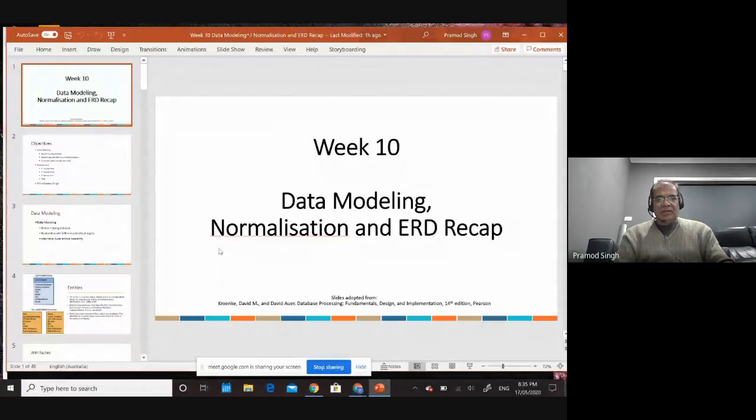Let me share my screen and slides. Based on that, we will discuss the concepts. In this lecture, there are three concepts, as I said: data modeling, normalization, and ERD to database design conversion or transformation. These three concepts were discussed in week 3, week 4, and week 6 of this subject.